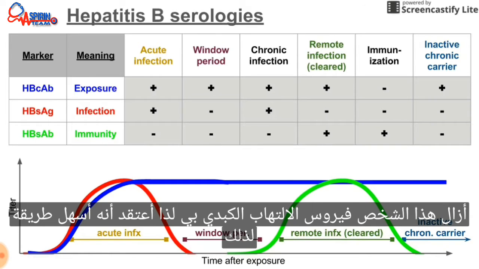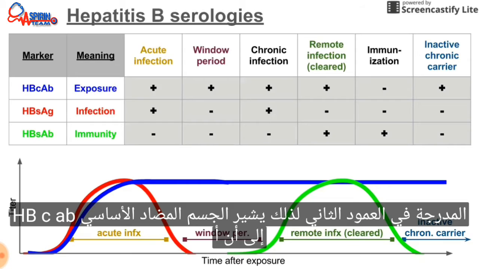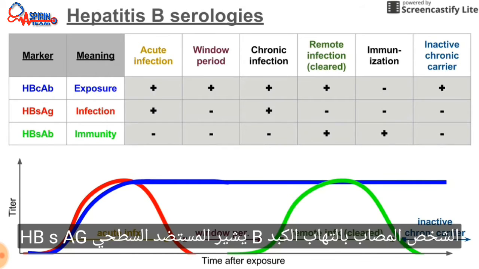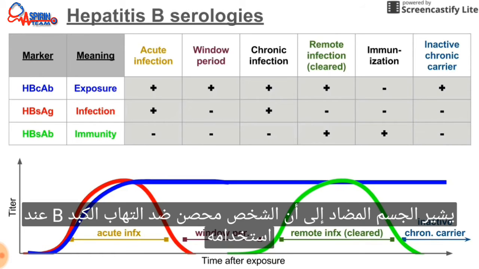So I think the easiest way to understand what these markers mean is with the one-word description that's listed in the second column. The core antibody, HBcAb, indicates that a person has been exposed to hepatitis B. The surface antigen, HBsAg, indicates that a person has been infected with hepatitis B. And lastly, the surface antibody indicates that a person is immune to hepatitis B.